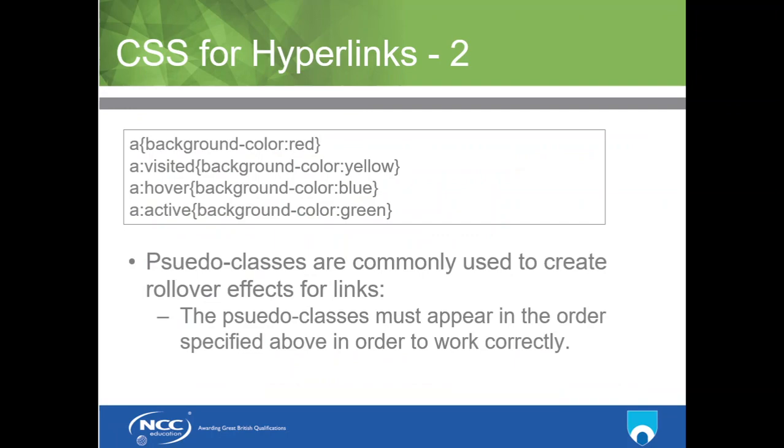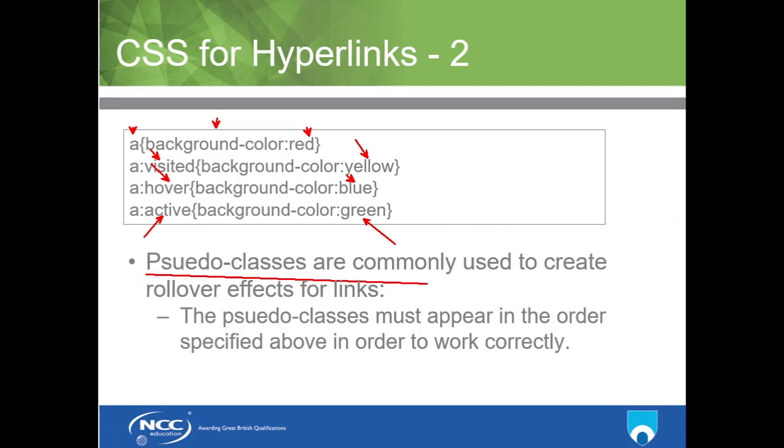Okay, so for example, you can format your hyperlinks this way. For all anchor elements, we want the background color to be red. Otherwise, when you have visited a particular hyperlink, we want the background color to be yellow. When you're hovering over a hyperlink, we want the background color to be blue. When you're clicking on the hyperlink, we want the background color to be green.